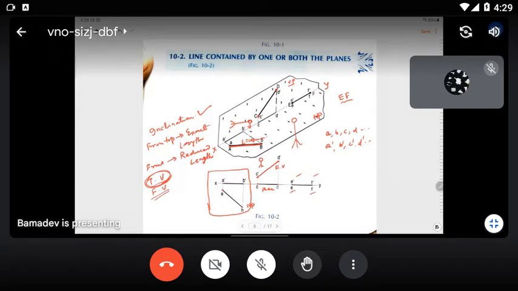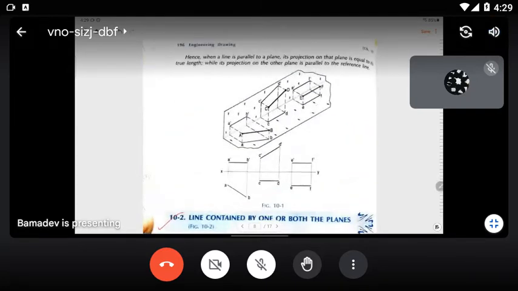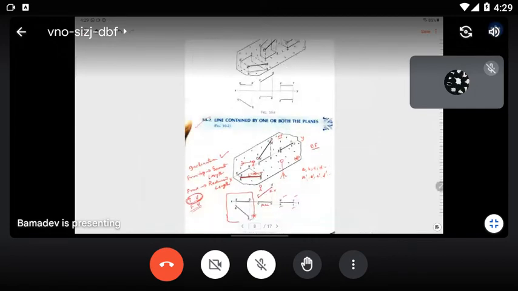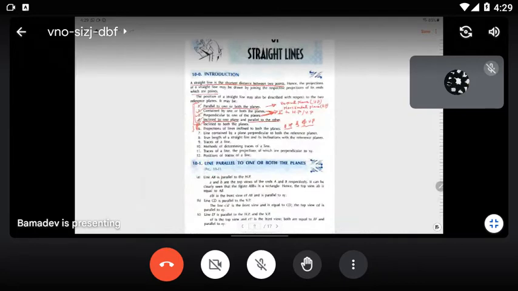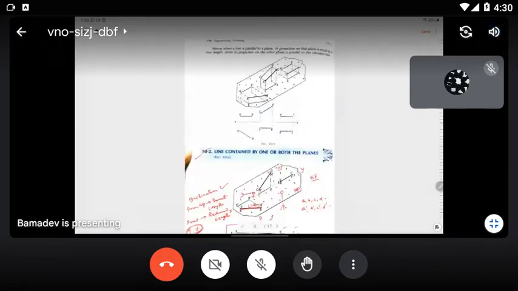So is it clear, the first part? Yes, sir. Actually, this is the second part. First part, I have left: line parallel to one or both the planes. This one.